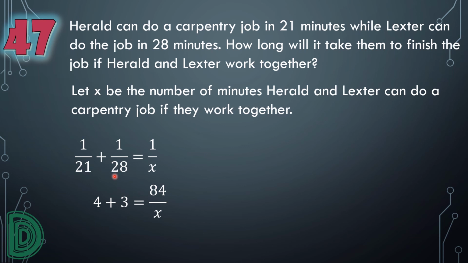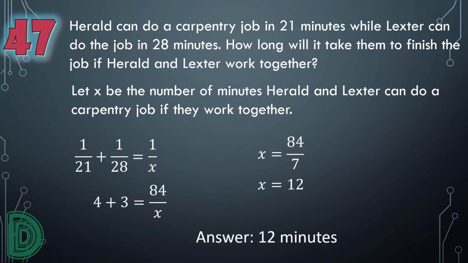Multiplying all terms by the LCD, 84, we will have 4 plus 3 equals 84 over X. Therefore, X is equal to 84 over 7. X equals 12 minutes.